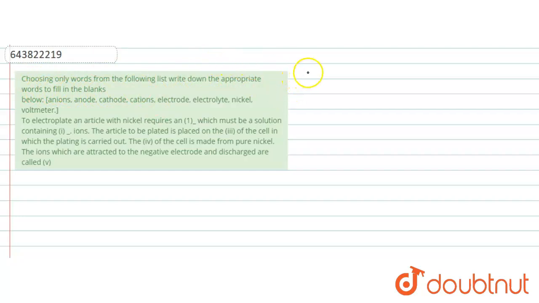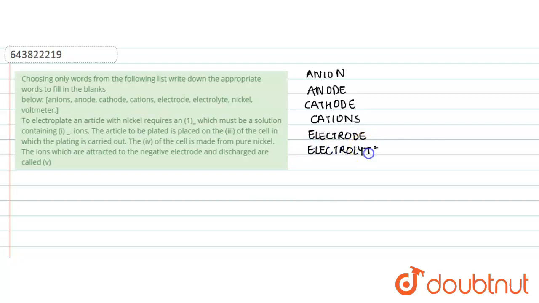So the words are first anion, second anode, third cathode, fourth cations, fifth electrode, sixth electrolyte, next nickel, and the last one is voltmeter. So before reading our paragraph, let's briefly discuss the meaning of these words.